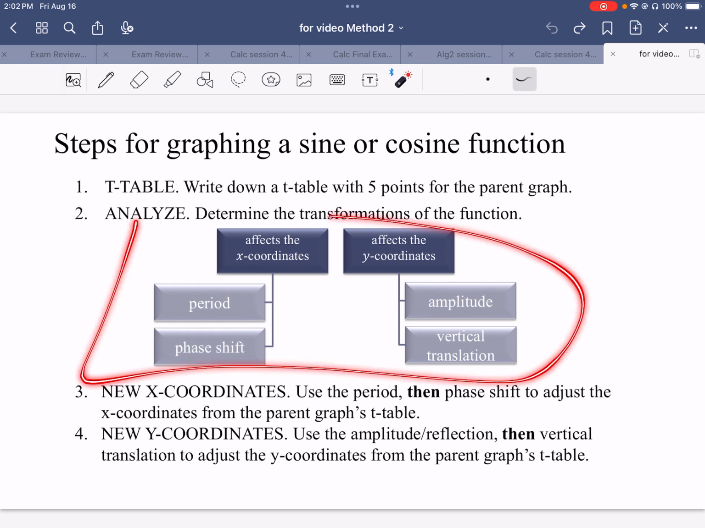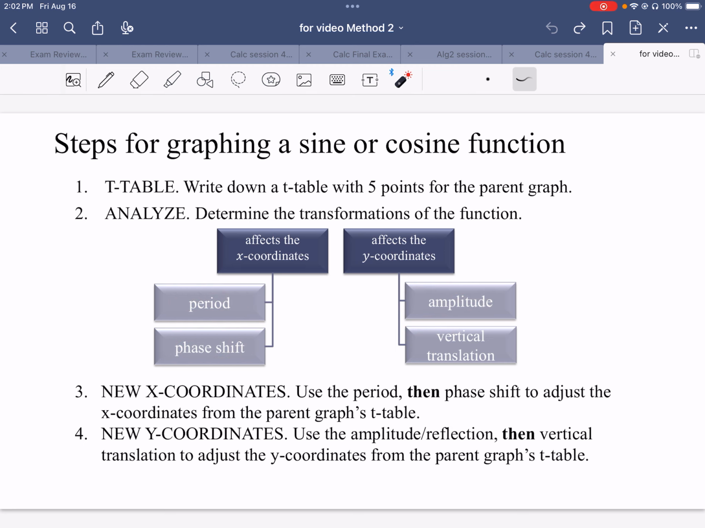Now you'll notice in this little organizational chart here, I've separated them according to which ones affect the x coordinates of the graph, like affect the graph horizontally, and which transformations affect the graph vertically. So that's going to be useful later. And of course, the period is basically going to be a horizontal stretch or shrink. And a phase shift, of course, just shifts the graph left or right. And then the amplitude is a vertical stretch or shrink, and then the vertical translation is just a vertical shift up or down.